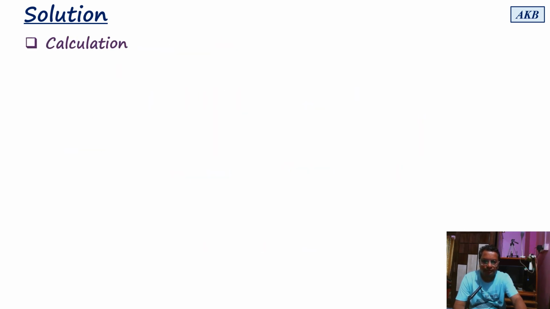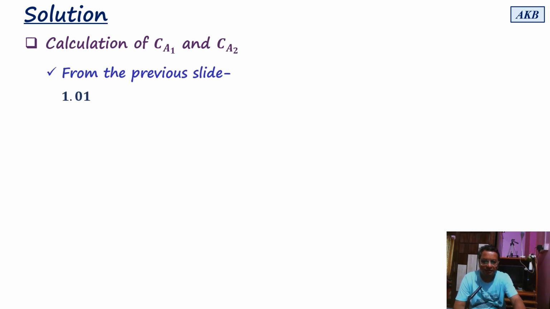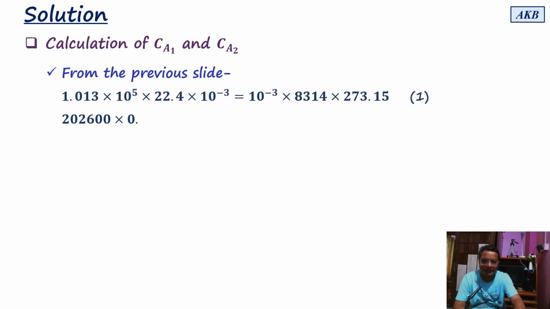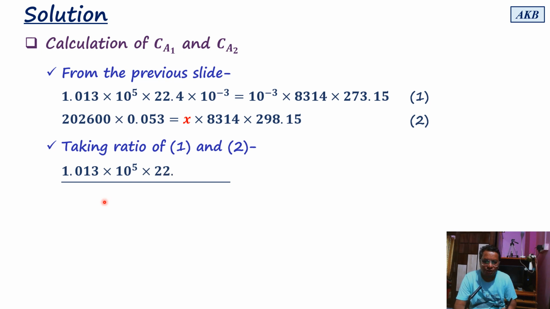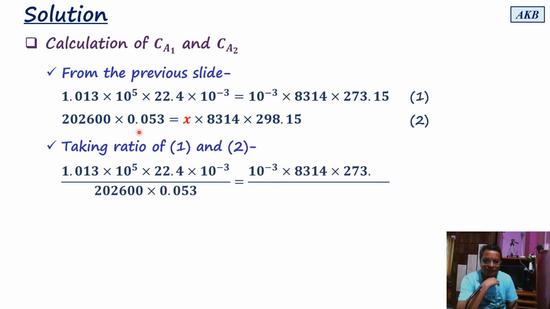Now again, continuing with the same step, we are calculating Ca1 and Ca2. From the previous slide, let us collect the two equations. The first equation was this and the second equation is this. Now we will take the ratio of equation 1 and 2. If you take the ratio, that is numerator upon numerator, LHS upon LHS is equal to RHS upon RHS.